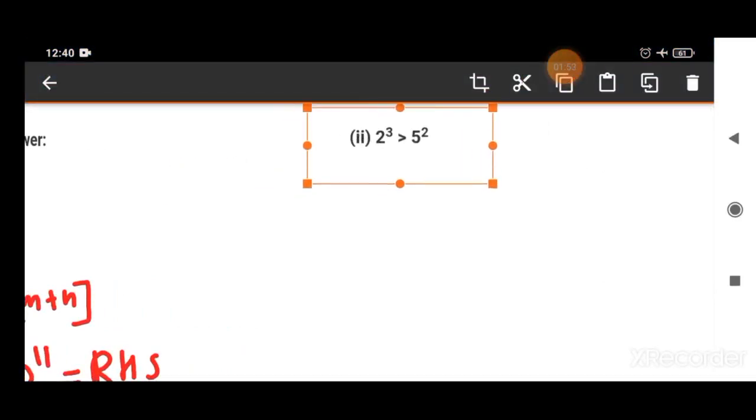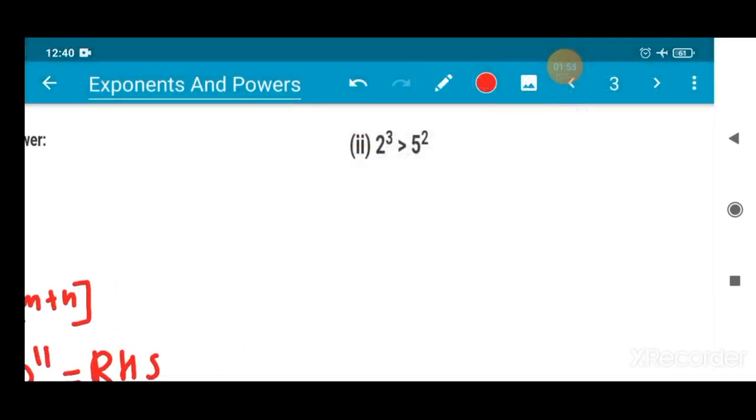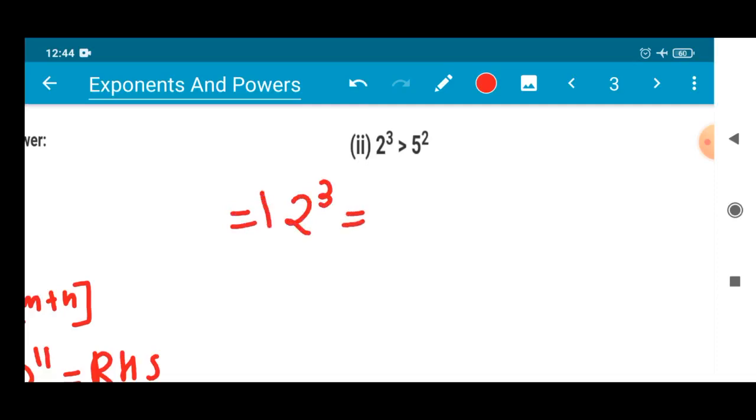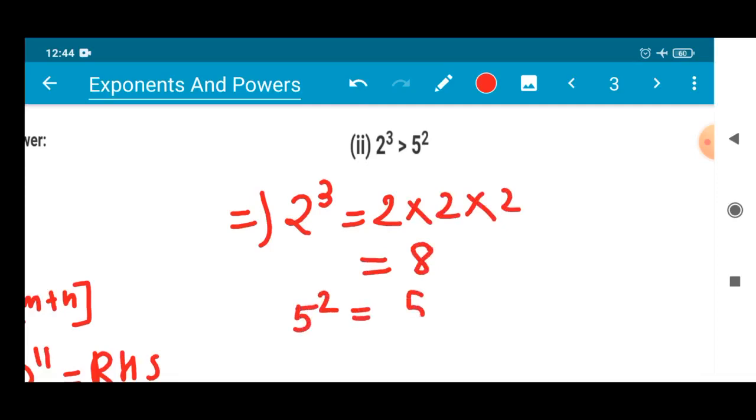Let me shift the area. Okay, so 2 cube is greater than 5 square. In order to solve this, we have to simplify both the sides. Simplify means we have to find the value of 2 cube first. 2 cube can be written as 2 into 2 into 2, which means it is 8. Now similarly for 5 square, we can write 5 into 5, it is 25.